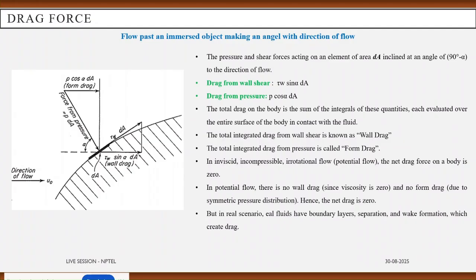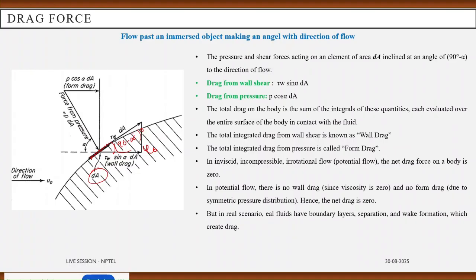So when we talk about any kind of object which is not exactly parallel to the fluid flow, and also not exactly perpendicular to the fluid flow, then suppose they are making an angle with the fluid flow direction. So this is one object with area dA. You can see this is one object dA, and it is making an angle with the flow direction, that is the direction of flow. So this is also the direction of flow. So this angle is 90 minus alpha.